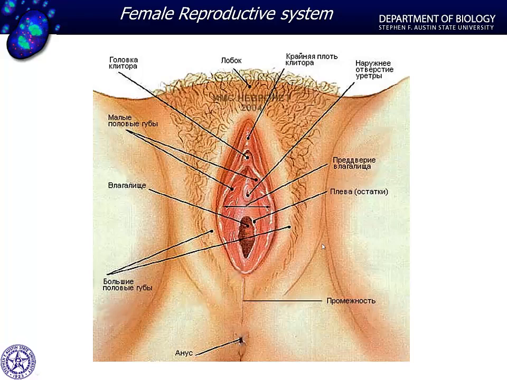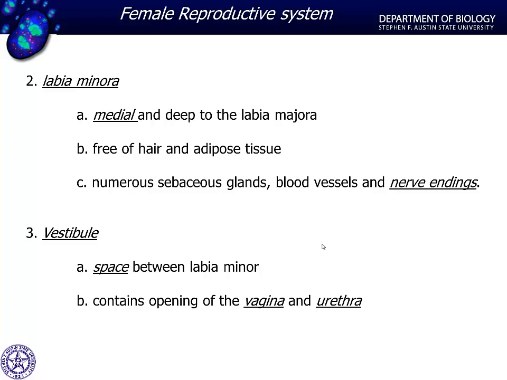So both of these, labia majora and labia minora, again, are going to be the same histology as we see with integument. Now the labia minora, these are going to be just medial and deep to the labia majora. These are still going to be our stratified squamous keratinized epithelium, but no hair, no adipose tissue, but we will have sebaceous glands, blood vessels, and a very dense amount of nerve endings in the labia minora versus the majora.